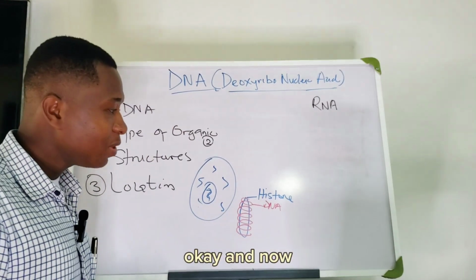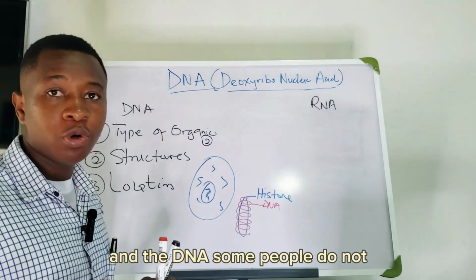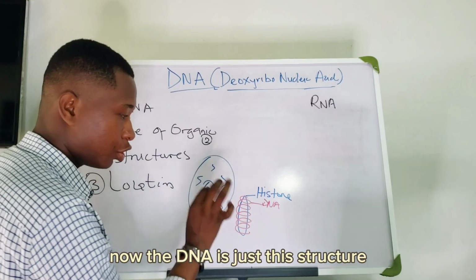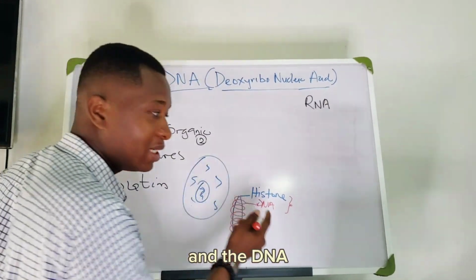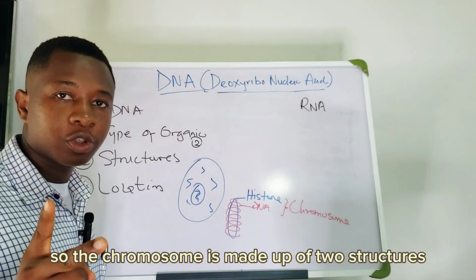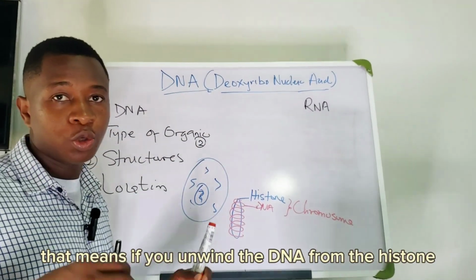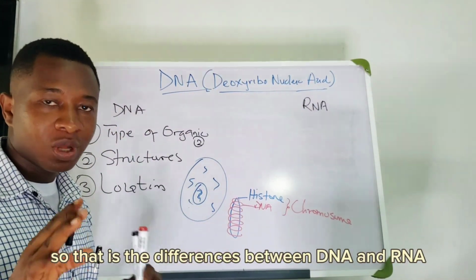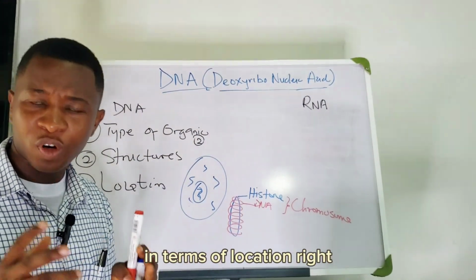Okay. And now that brings us to knowing the difference between the chromosome and the DNA. Some people do not know the difference between the chromosome and the DNA. Now, the DNA is just this structure. The chromosome is the collective name for the histone and the DNA. So the chromosome is made up of two structures, the DNA and the histone. That means if you unwind the DNA from the histone, you have two structures, right? The DNA and the protein, which is the histone. All right. So that is the differences between the DNA and RNA in terms of location.